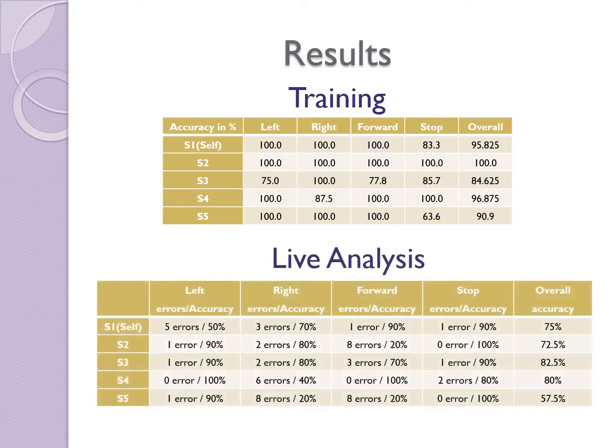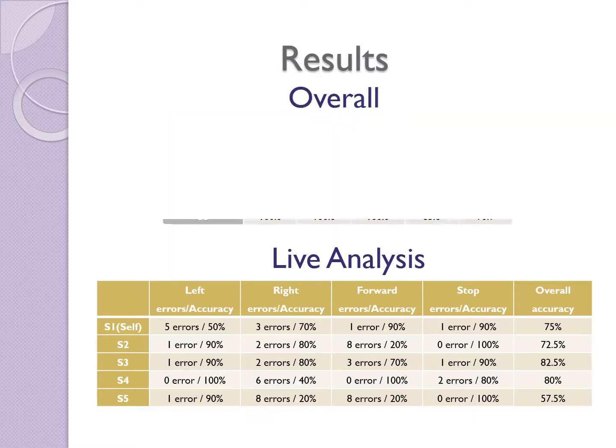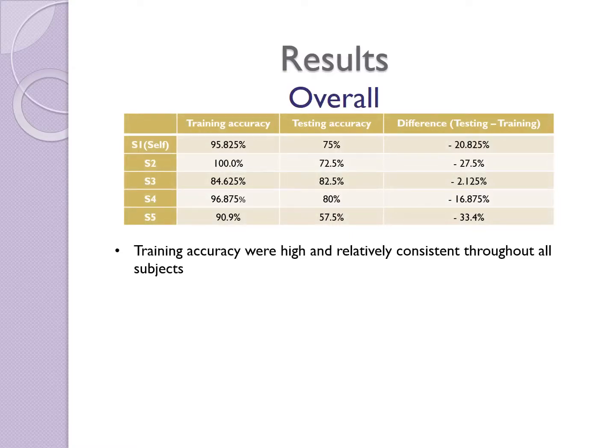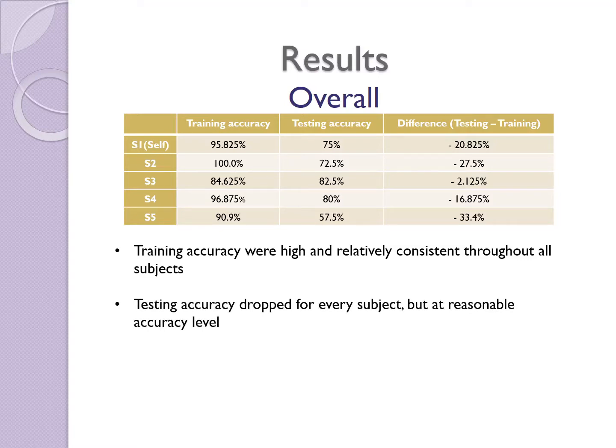The live analysis accuracy is as follows over here. The accuracy actually ranges between 57% to 82%. This may be due to the tiredness of every single subject over the course of the experiment. So we can see the differences in the training accuracy and testing accuracy. The testing accuracy actually maintains at 75% to 80%, whereas the training accuracy was high and consistent throughout all test subjects. The drop in testing accuracy is significant, but it is still at a reasonable accuracy level. The fall in accuracy may be due to fatigue over the duration of the experiment.